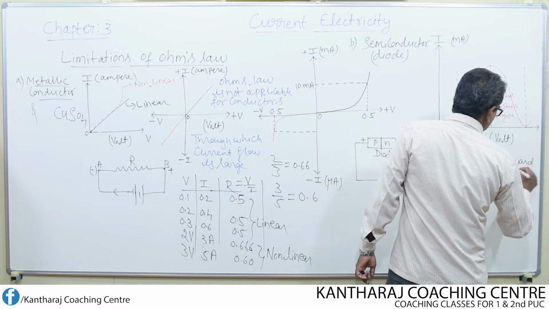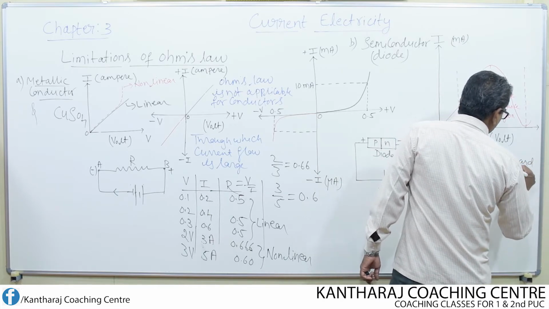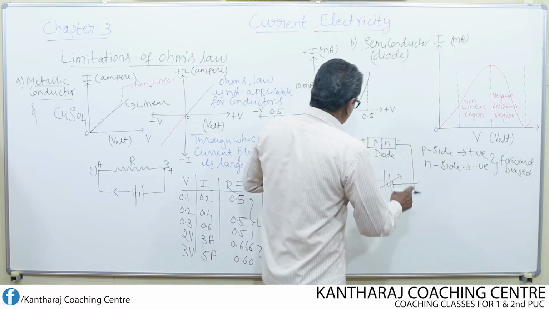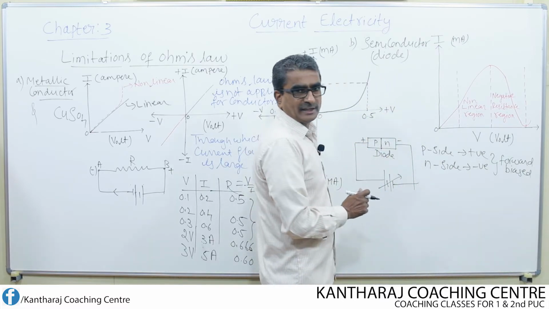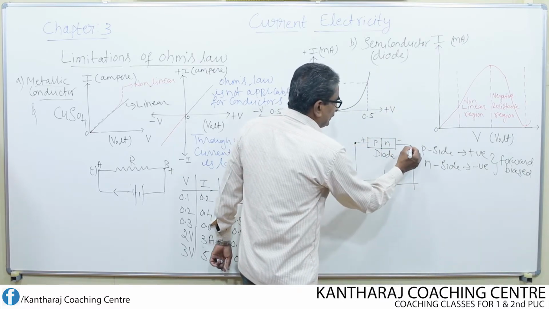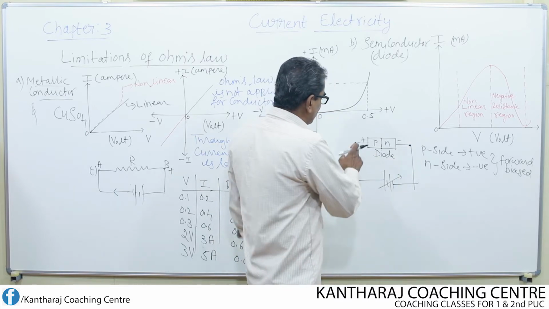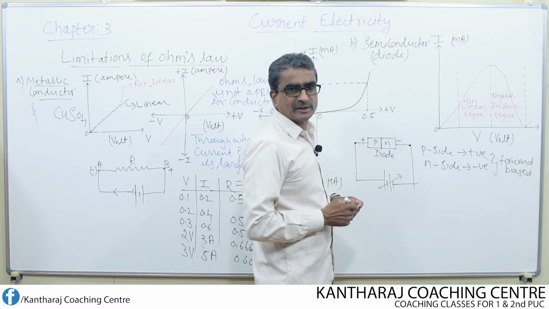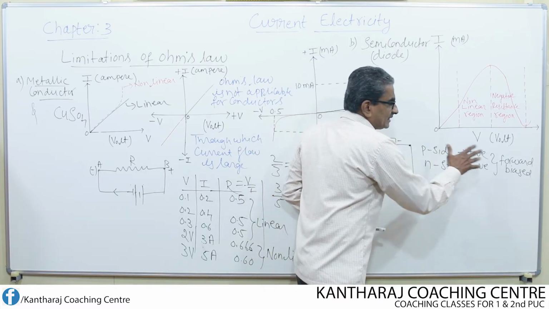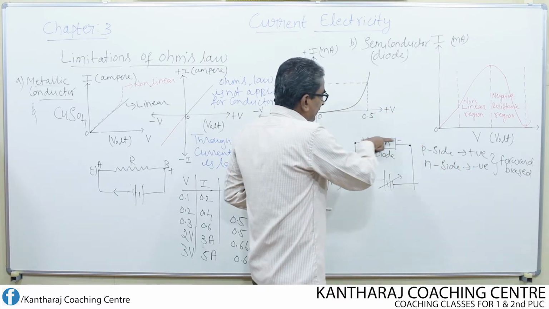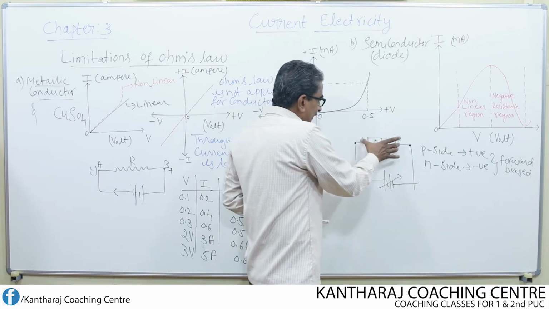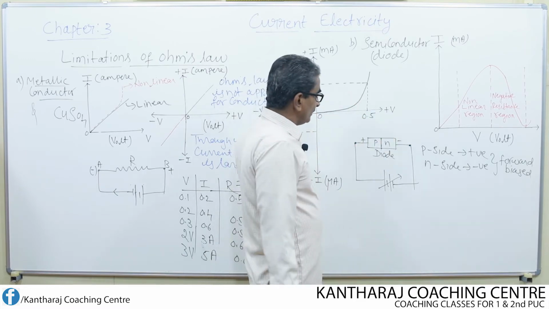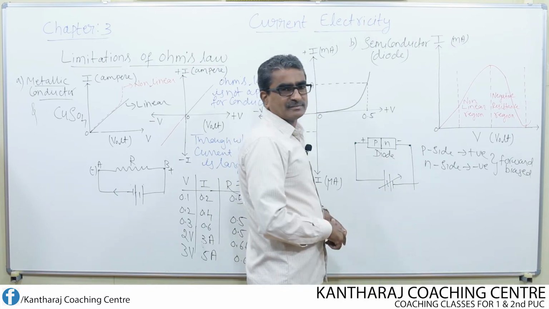So when the P side is connected to positive and the N side to negative, it is said to be forward biased. Biased means applying some potential difference between the two ends of the diode. Remember, these are the two ends of the diode. To the two ends of the diode, a source is connected to apply the potential difference. And if you do the connection like this, it means that we are applying a positive voltage to the diode. Now you vary the potential difference.